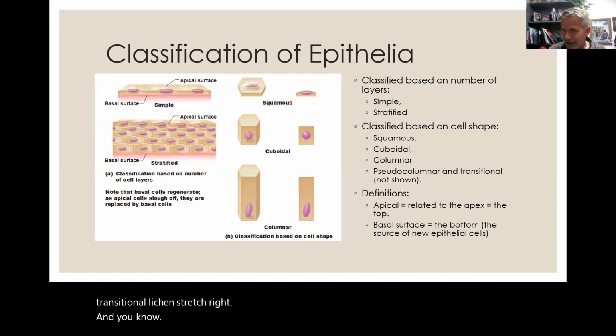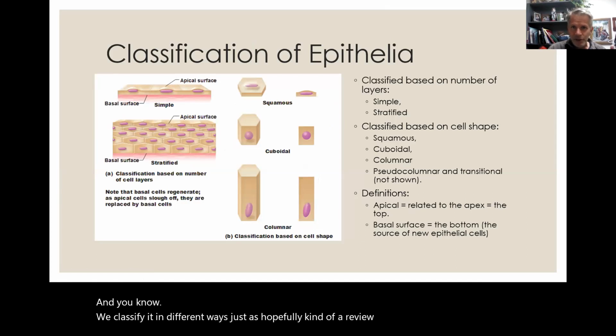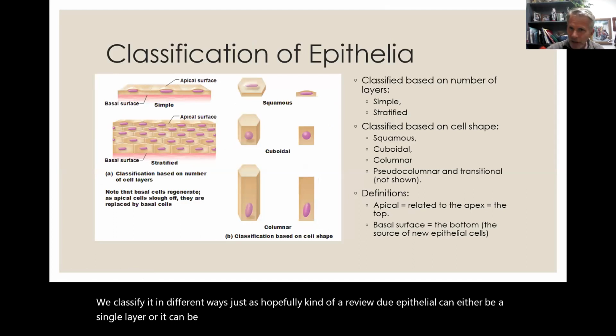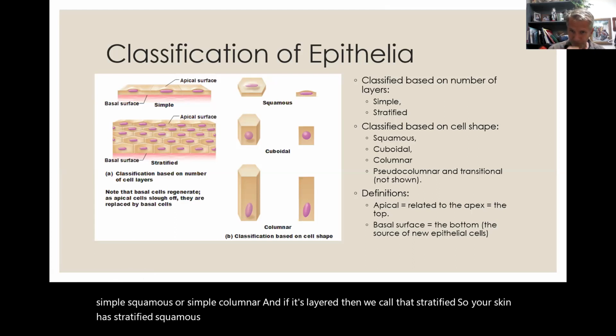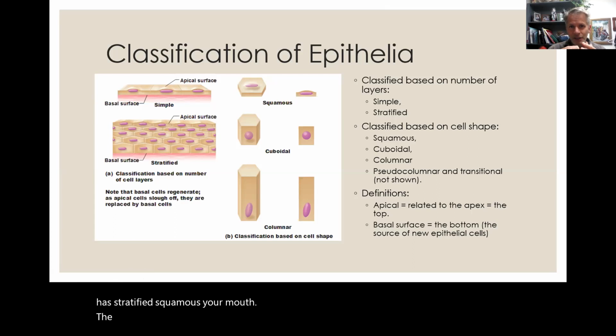We classify it in different ways, just as hopefully a review to you. Epithelial can either be a single layer or multiple layers. When it's just a single layer, we call it simple, like simple squamous or simple columnar. And if it's layered, then we call that stratified. So your skin has stratified squamous. Your mouth, the vagina, it all has stratified squamous.